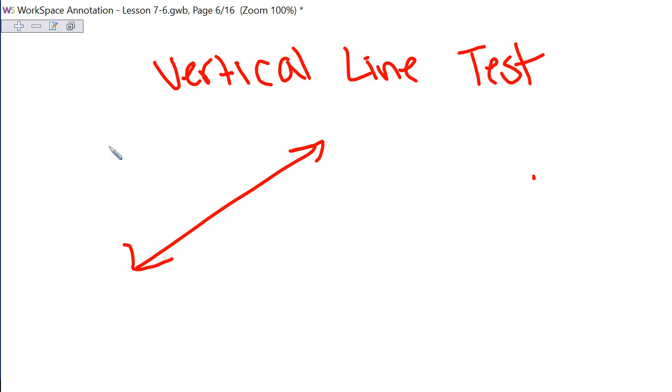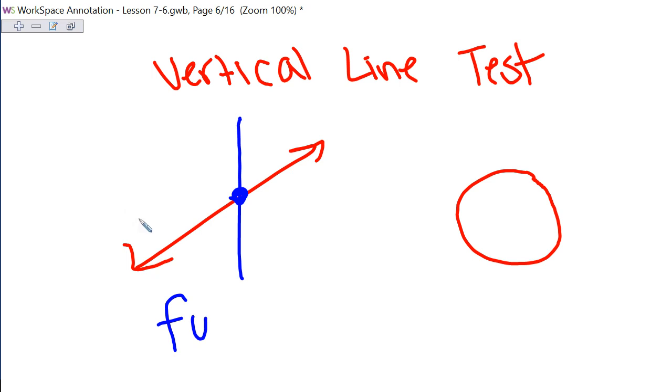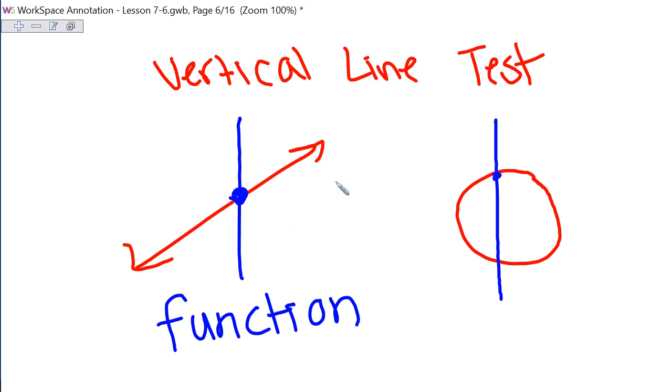So if I draw a vertical line, let me change to blue. If I draw a vertical line, how many times did it touch? It touches only one time. So this one is a function because when I draw a vertical line, it passes through my graph only one time. But on my circle, if I draw a vertical line through my circle, how many times does it touch? Twice. So if it touches more than once, it is not a function.